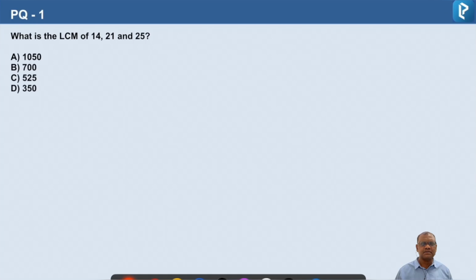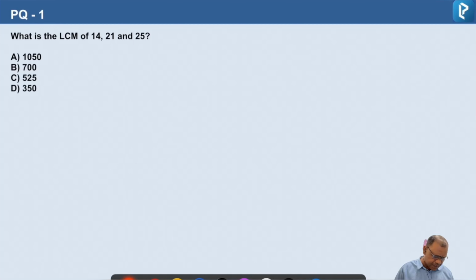Now, let us solve some practice questions based on these concepts. Question number 1. So, as far as possible, we'll try to use the short methods to solve the questions. What is the LCM of 14, 21 and 25?